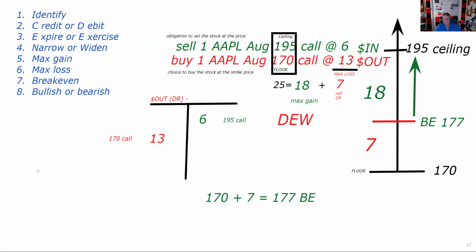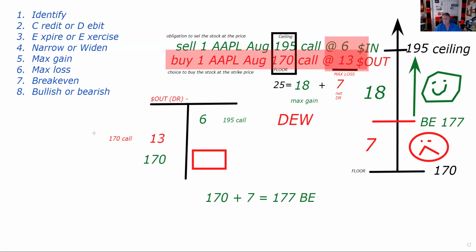All right, so those are all the things. So if it's 177 or higher, by the way, you don't participate past the strike. So that's the disadvantage here, right? If Apple goes to 200, 210, 220, you got to deliver the stock at 195. All the action takes place between those strikes. And I illustrated to you the break even here. All right, so let's clear that.